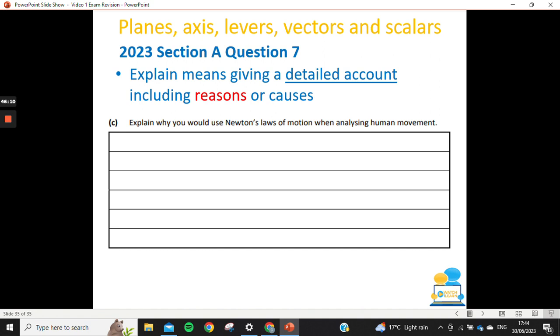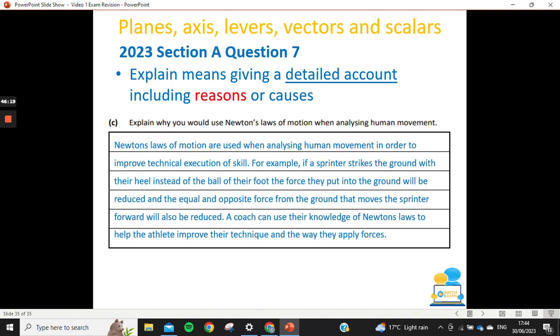And the third part of this question asks to explain why Newton's laws of motion would be used to analyze human movement. So the main reason Newton's laws of motion are used to analyze human movement is to improve the technical execution of skill. So for example, if a sprinter would strike the ground with their heel instead of the ball of their foot, the force they put into the ground would be reduced. And the equal and opposite force from the ground that moves the sprinter forward will also be reduced. So a coach can use their knowledge of Newton's laws to help the athlete improve the technique and the way that they apply forces.